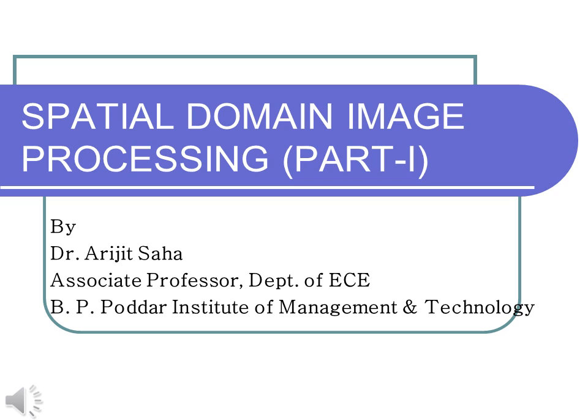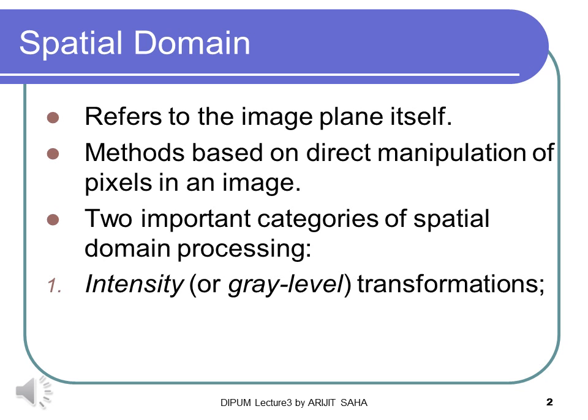Today, I will deliver a lecture on spatial domain image processing. Let's start with what is spatial domain? It refers to the image plane itself. The method based on direct manipulation of pixels in an image is spatial domain image processing. There are two important categories of spatial domain processing. What are they? Intensity or gray level transformation and spatial filtering.